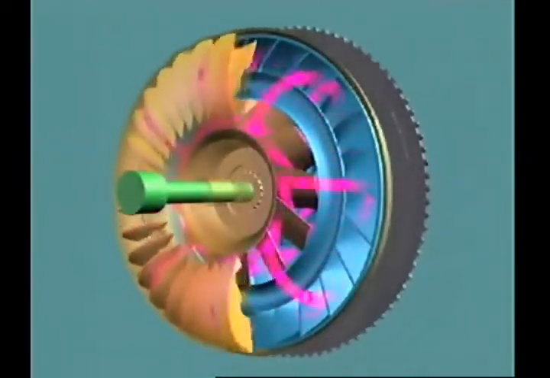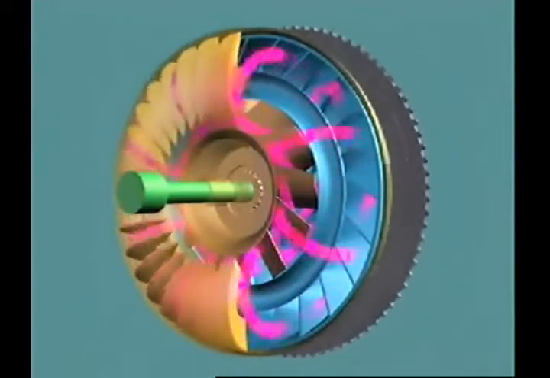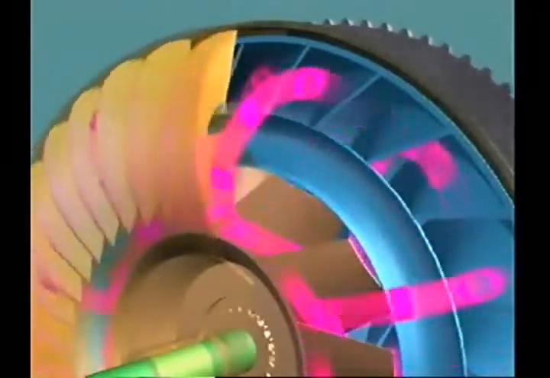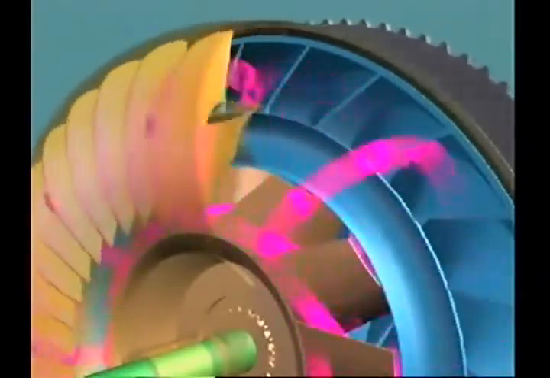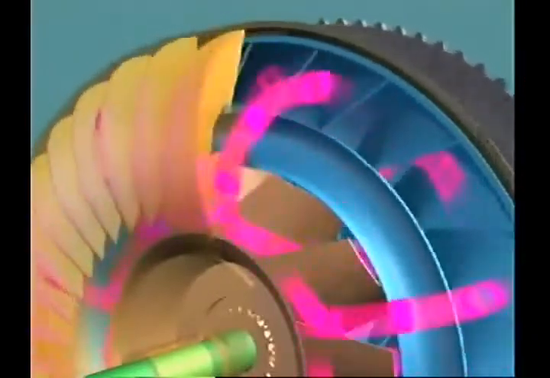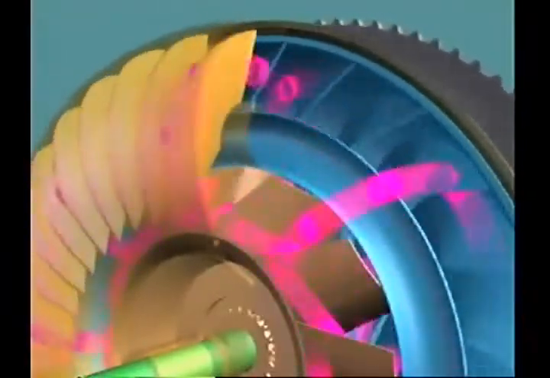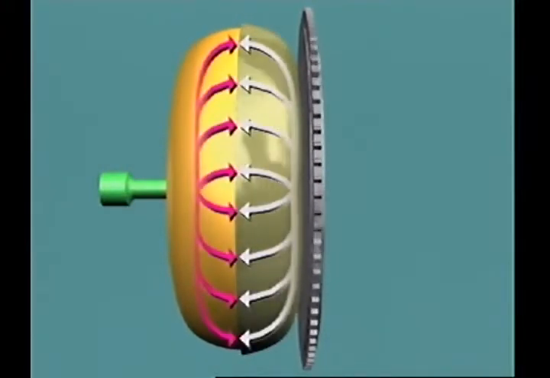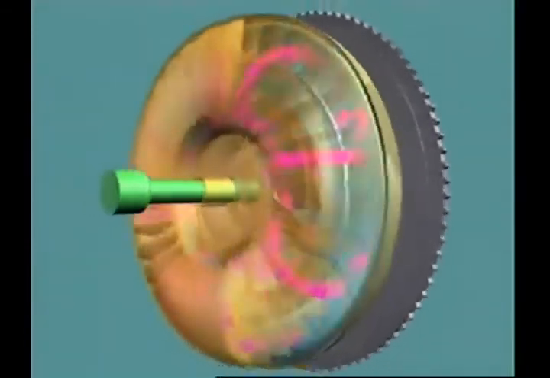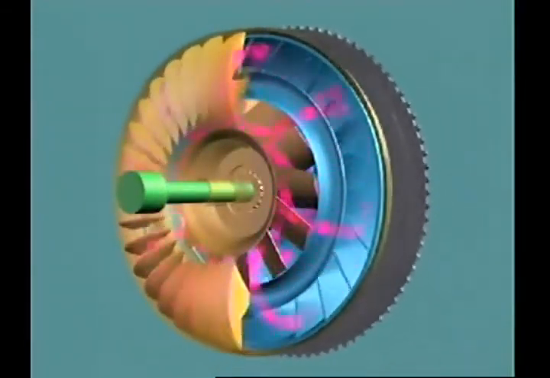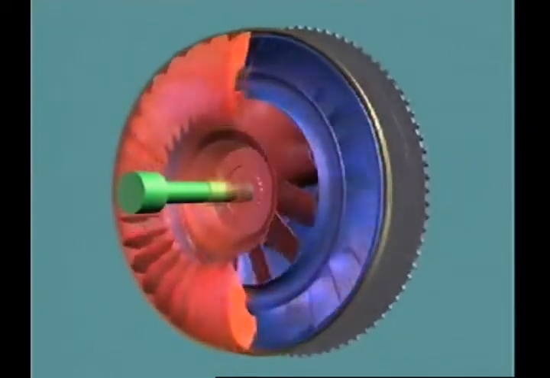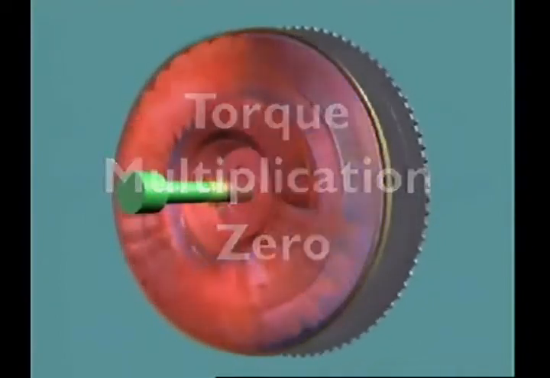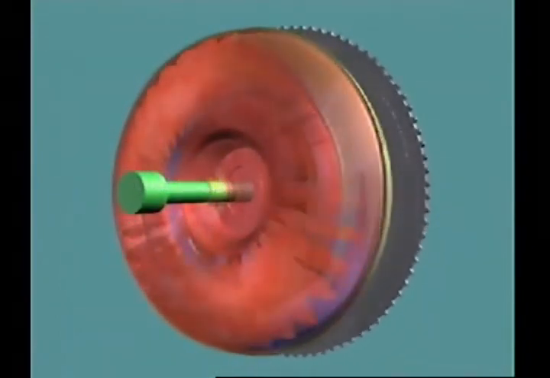In a stalled converter, fluid flows at high velocity from the revolving impeller through the stationary turbine and stator. This results in a fast-moving vortex flow and high torque multiplication. When the turbine starts to rotate and increases in speed, the centrifugal force on the fluid in the turbine opposes the high velocity flow from the impeller. This reduces vortex flow and torque multiplication. At coupling point, the vortex flow of fluid is slight and there is no torque multiplication. The converter now acts as a fluid coupling.